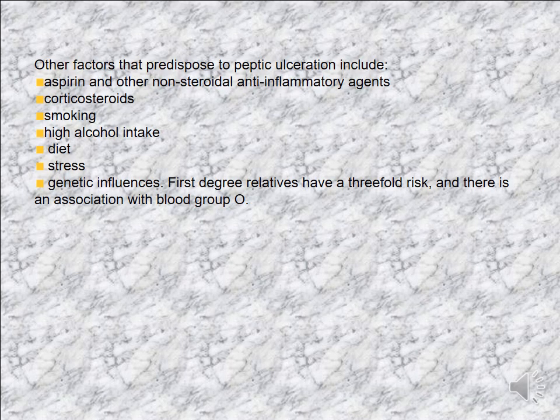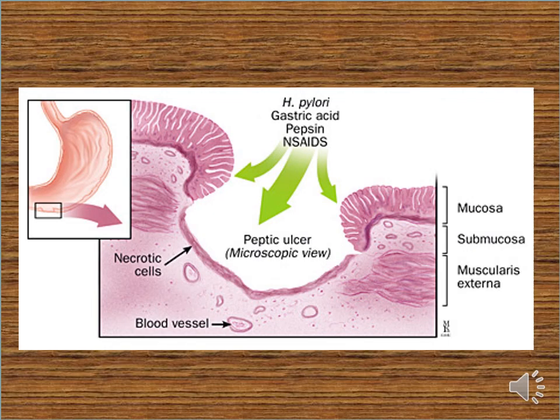We have other predisposing factors that lead to peptic ulcer. The first ones are aspirin and other non-steroidal anti-inflammatory agents, corticosteroids, smoking, high alcohol intake, diet, stress, and genetic influence. Hereditary relatives have a higher risk, and there is an association with blood group O that has no known reason but leads to more peptic ulcers.